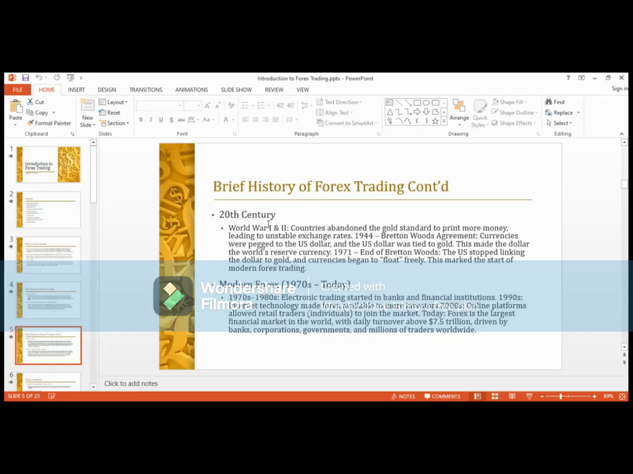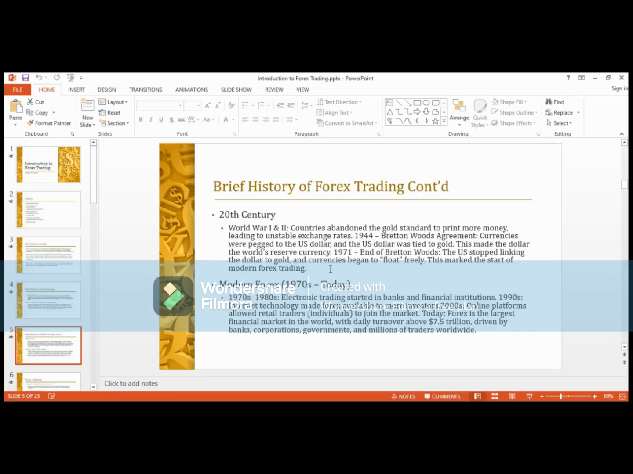Then later on, we had the 20th century. After World War One and World War Two, countries abandoned the gold standard to print more money, leading to unstable exchange rates. So when countries started printing more money, exchange rates were not stable, because we didn't have a standard in which we were exchanging things.